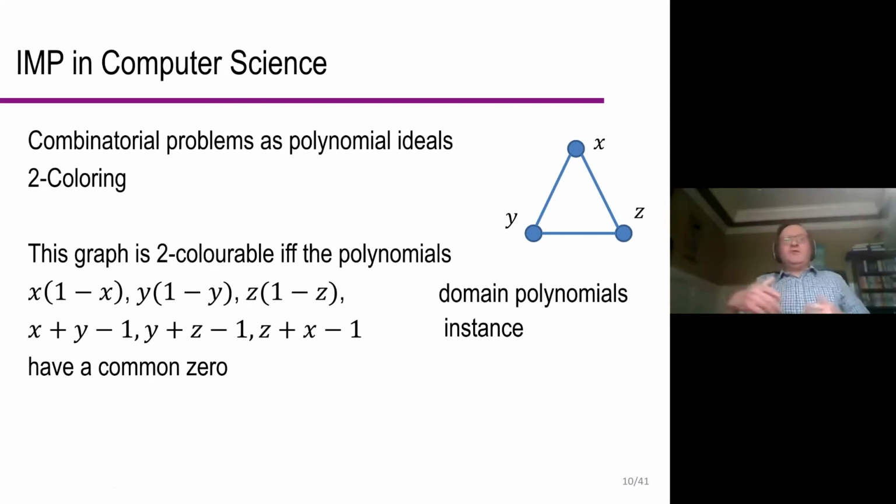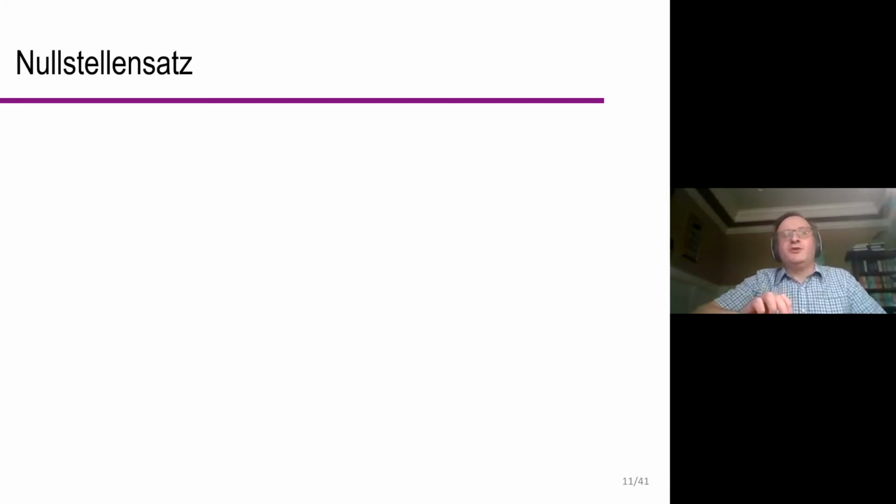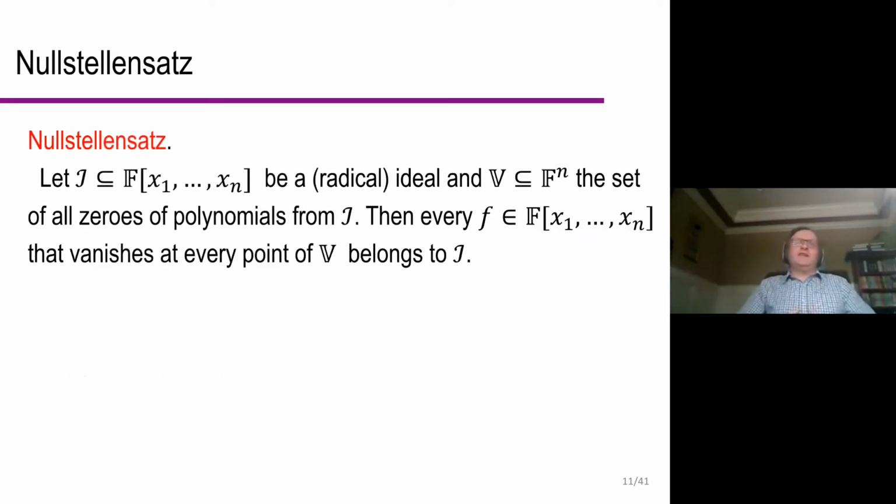Okay. Now, what's the connection between zeros and polynomial ideals? This is another classic result, which is called Nullstellensatz. It basically says that if I have an ideal which has some additional property that is not important for us, because for us it's going to be automatic, that is, if we have a radical ideal, and we take the set of all zeros of polynomials from I.